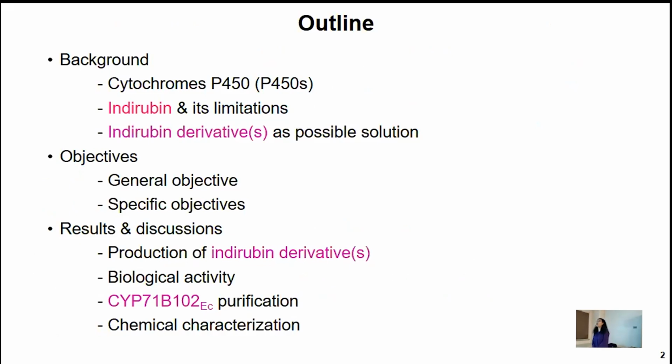I will be talking about what is cytochrome P450, what are its roles, what is indirubin, its limitations, and why we are interested in indirubin derivatives. Then my objectives, and then I will be discussing my results for the production of indirubin derivatives, its biological activities, enzyme purification, and a preliminary chemical characterization of the compounds.